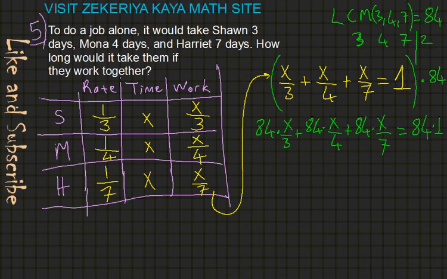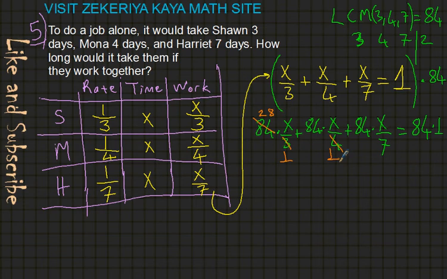Now, we must simplify what we can. 84 and 3 will simplify each other. 3 divided by 3 is 1. 84 divided by 3, let's find that. 3 times which number is 84? In 8, how many 3s? There are 2 3s in 8. It will be 6. From 8 minus 6 there will be 2. Then it will be 24. In 24, how many 3s are there? There are 8. 8 times 3 will be 24. So it will be 28.